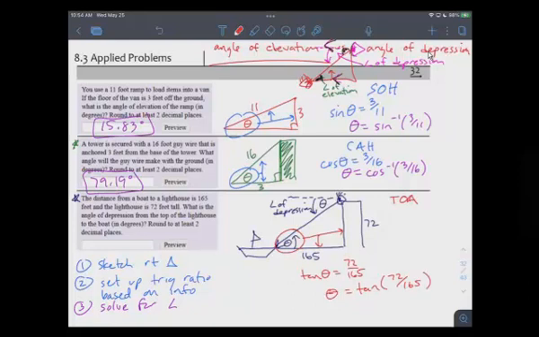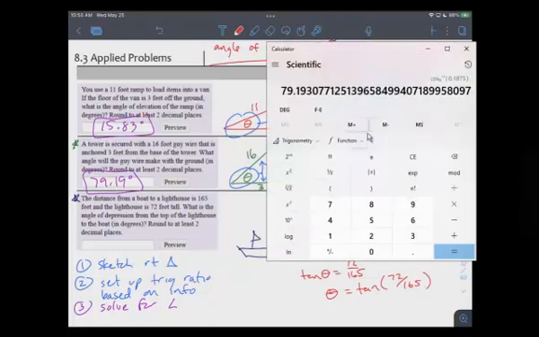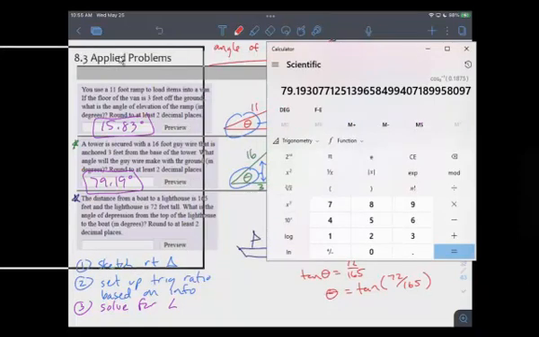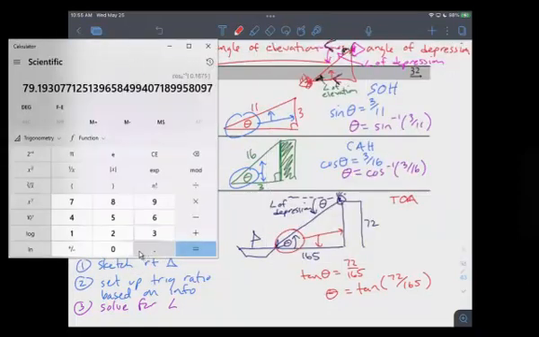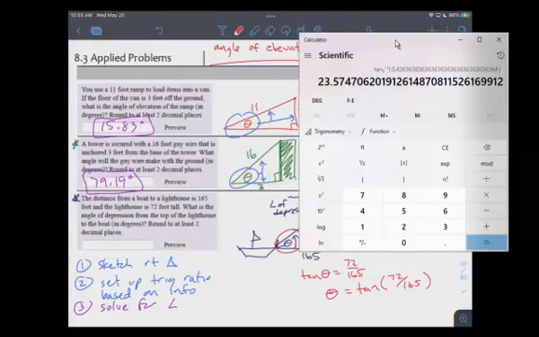So again here we take 72 divided by 165, and we take the inverse tangent of this, and there would be our angle, 23.57 degrees. Okay, and that would be our final answer.